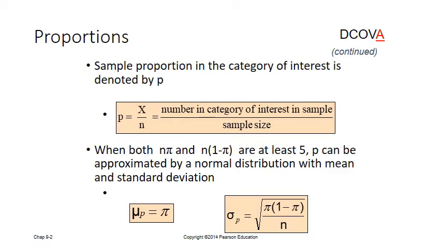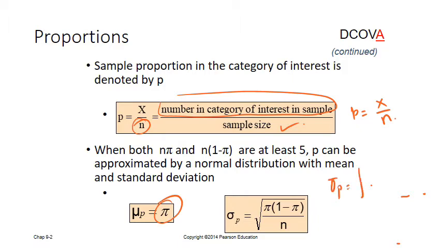So here again the formula for proportion is exactly the same which we did in chapter 7 and chapter 8, x over n. So the number in categories of interest in sample, and n is the sample size. So this pi is population proportion and sigma p is square root of pi times 1 minus pi over n.